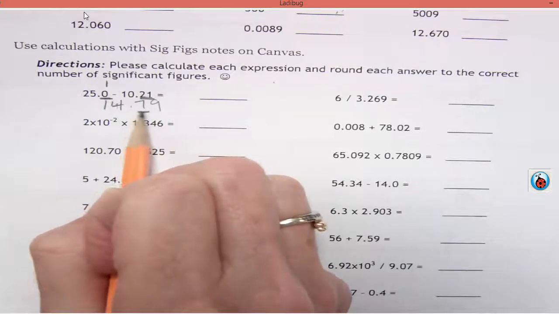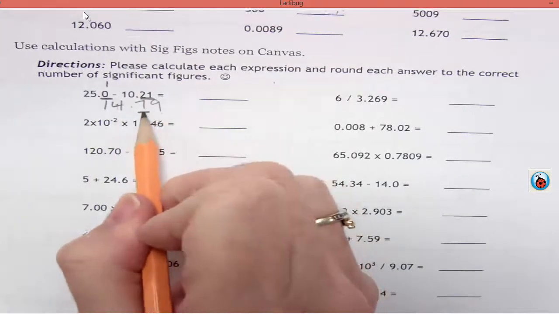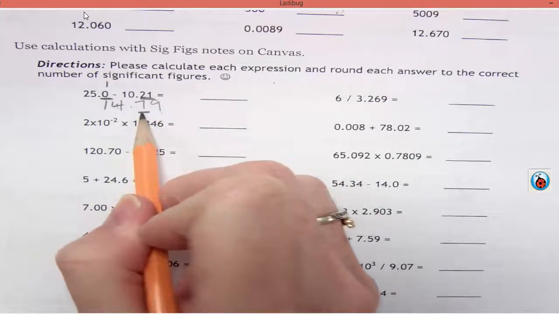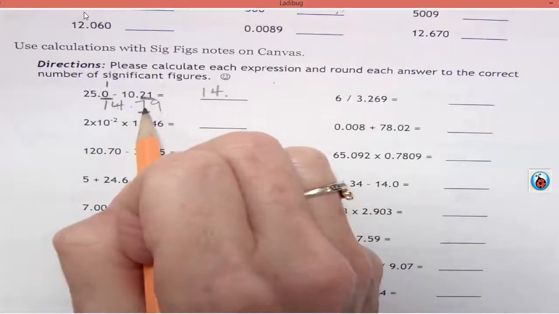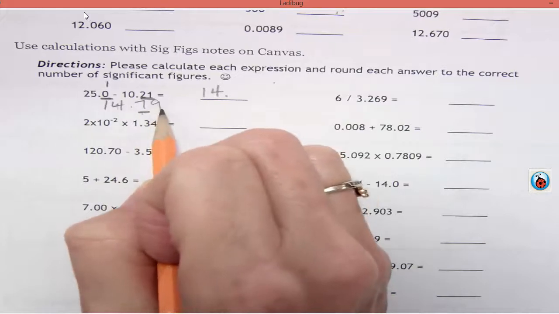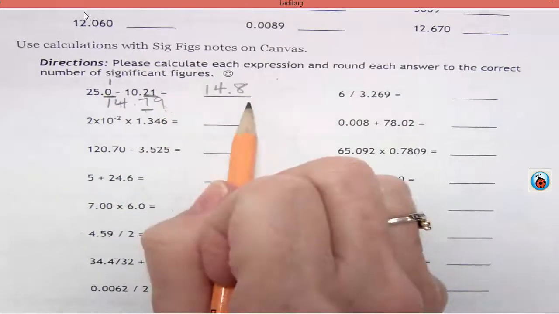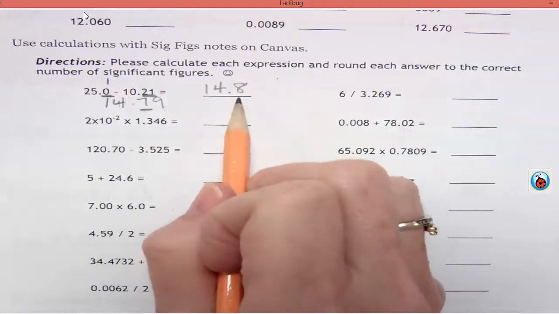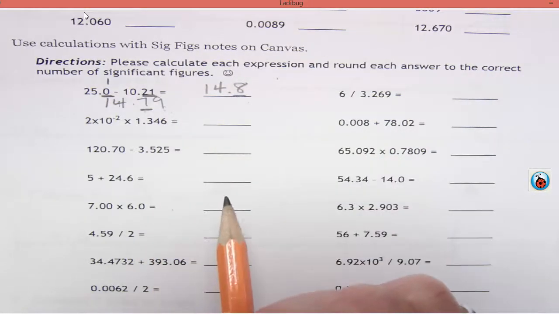So I'm going to round off to the 10th. Okay? This is to the 100th, 10th, 100th. So here I want to round off to the 10th. So I get 14 point, and I'm going to round this number up because this number is 5 or greater. So I get 14.8, and that is my final answer. That has one place after the decimal.